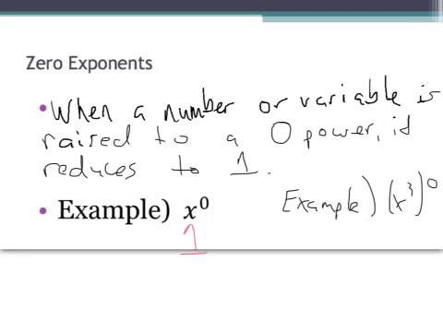X to the third raised to the 0, we kind of have to work this out like we did the last couple problems. You have to do x to the third times 0. X to the 3 times 0 is 3 times 0, which is 0. And anything raised to the 0 power reduces to 1.